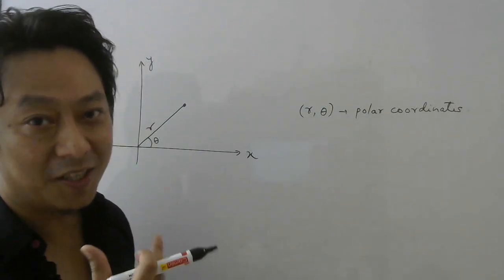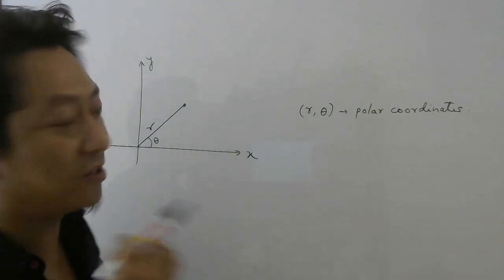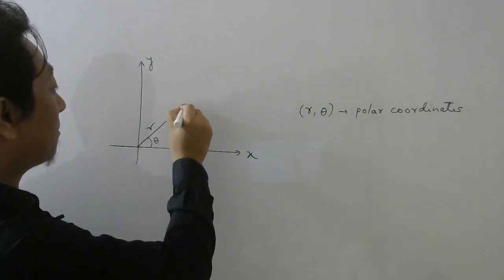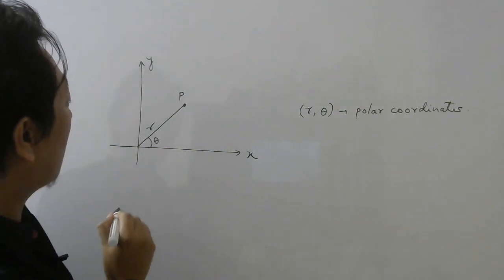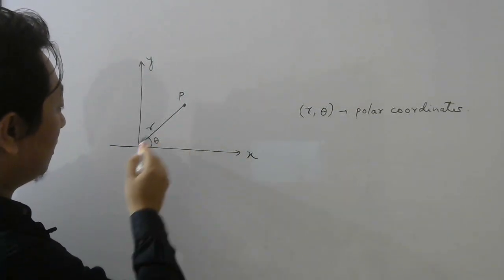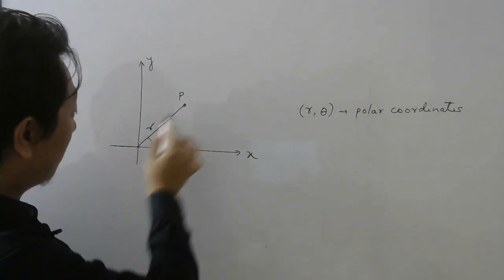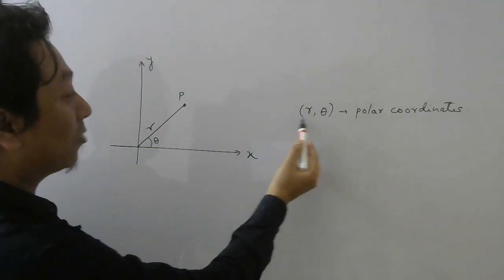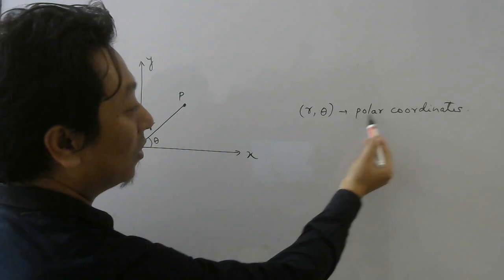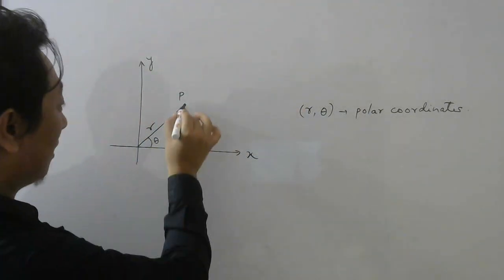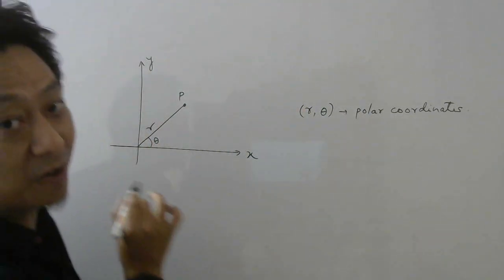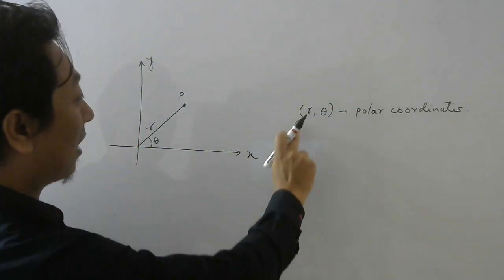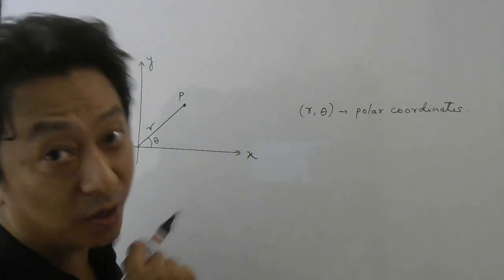Before solving the question, let us discuss some basic concepts. So imagine there is a particle P and its distance from the origin is r, and this line makes an angle theta with the positive x-axis. Then r comma theta is what we call polar coordinates. Just like x and y are called Cartesian coordinates, r comma theta are called polar coordinates.